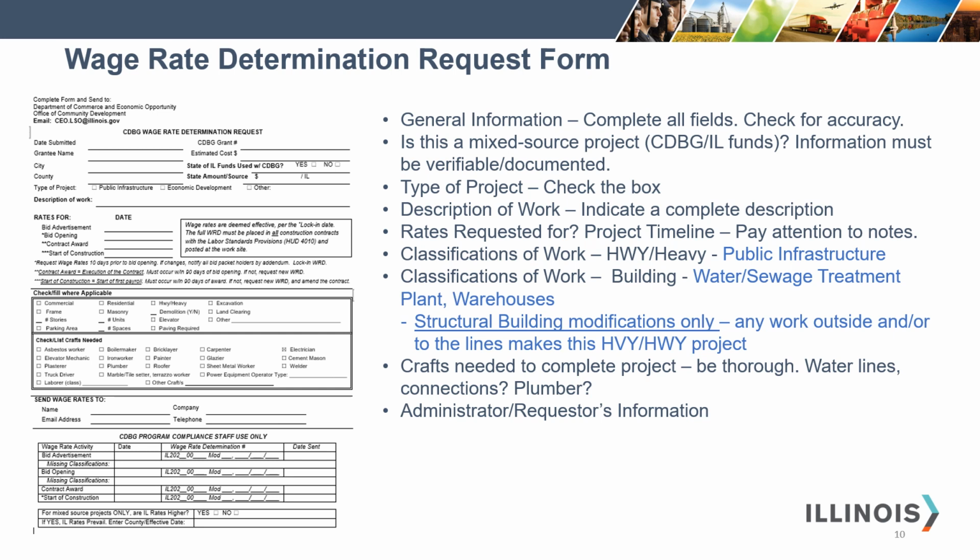What crafts are needed to complete the project? Please be thorough. Does your project include water lines? Are connections necessary? Will you need a plumber? Please indicate that. And then who do I send the wage rate determination request to? If it is not the person who's sending in the request, please also indicate if there's an additional person who needs this information.